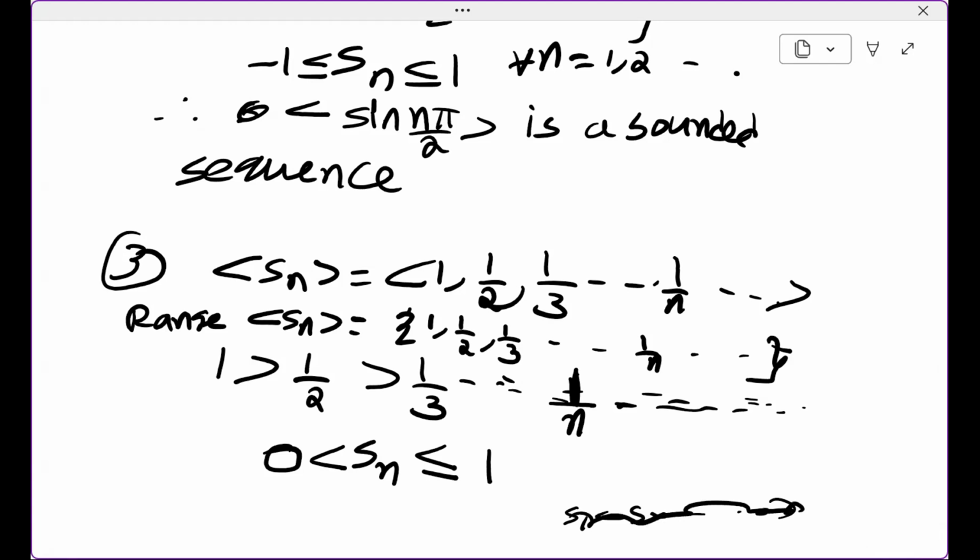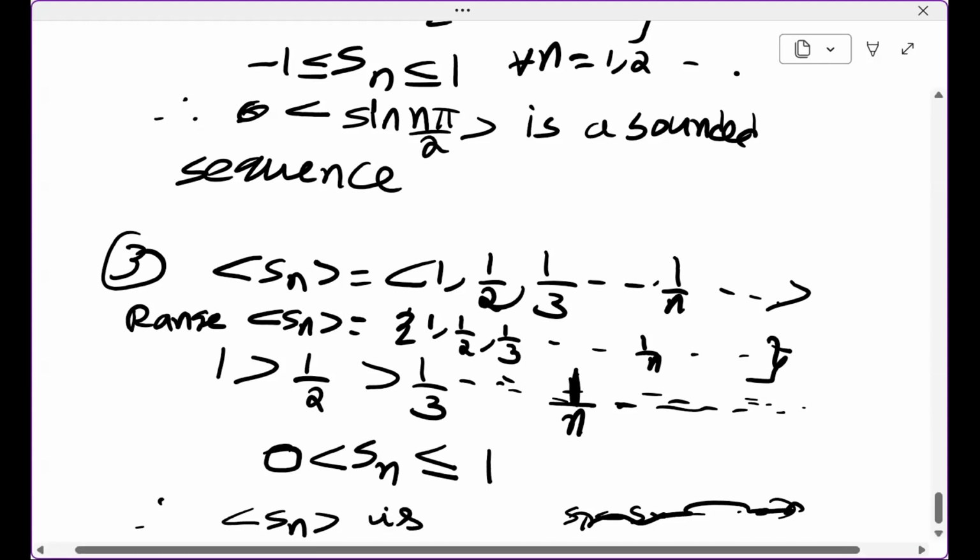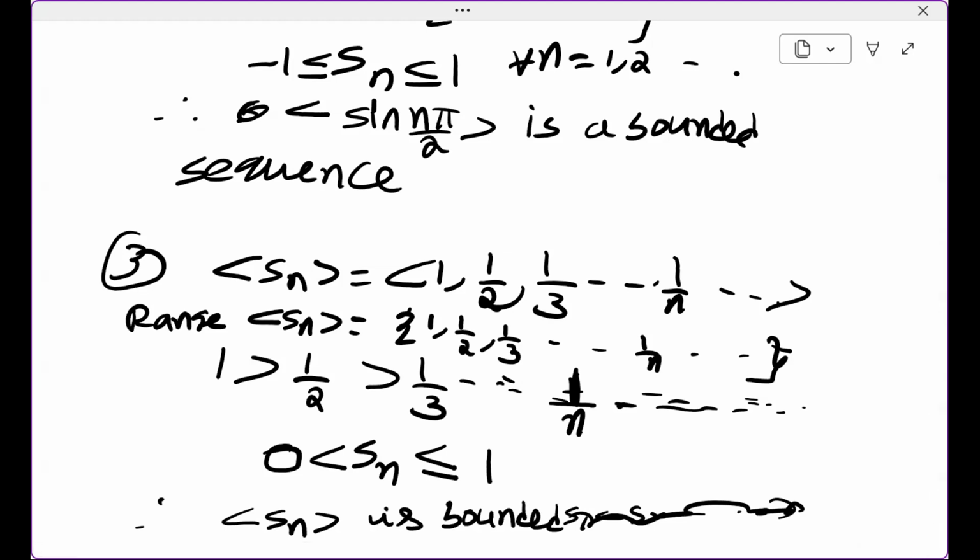This we'll discuss in detail. So it has a lower bound as well as an upper bound. Therefore, the sequence Sn is bounded. It is bounded. Those who said unbounded, please note this. Some of you have said it is only bounded above.